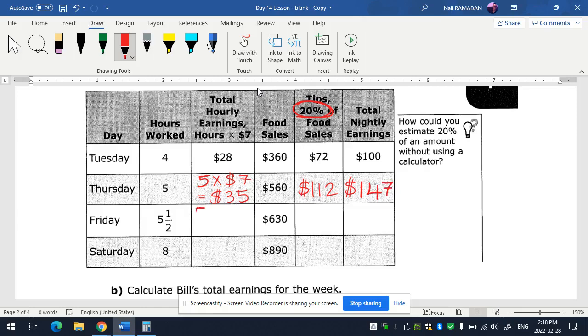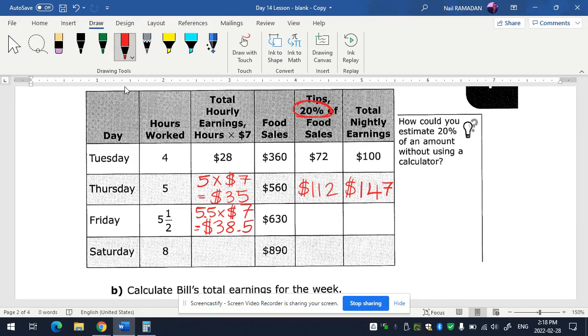5.5 hours for Friday. So 5.5 hours of work times a guaranteed $7 equals, that would be $38.50. You're right. Sorry, I forgot the dollar sign. For $38.50.